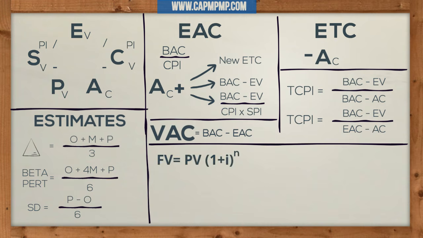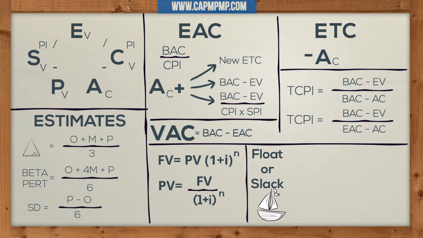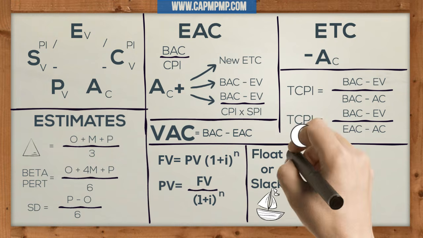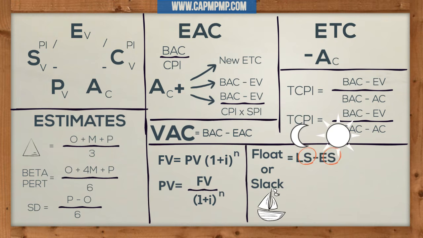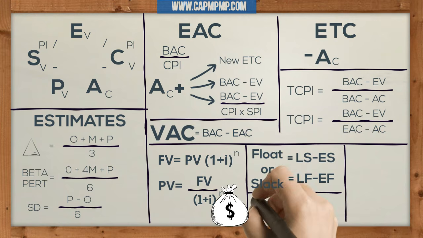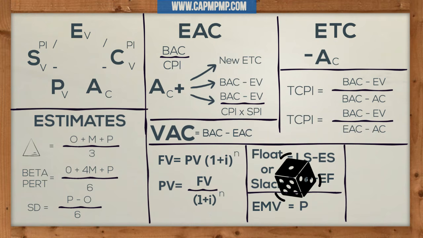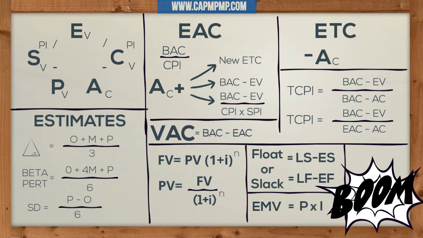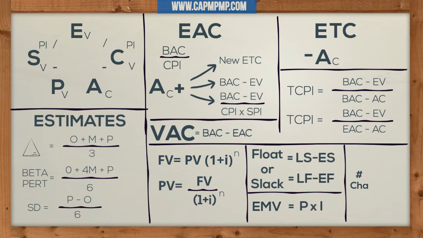These are the formulas for the present value and future value, where PV is the present value, FV is the future value, N is the number of compounding periods, and I is the interest rate of the compounding period. The float or slack can be calculated using either of these 2 formulas, late start minus early start, or late finish minus early finish. The estimated monetary value formula is probability multiplied by impact. To calculate the number of communication channels, you use this formula. N represents the number of stakeholders.